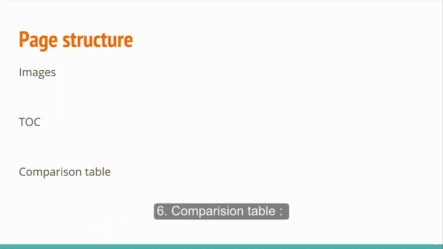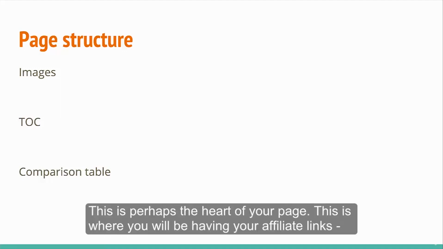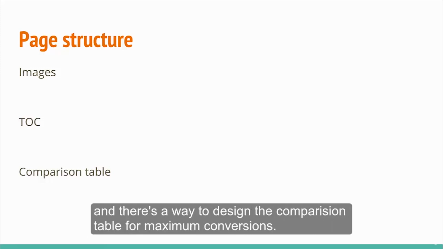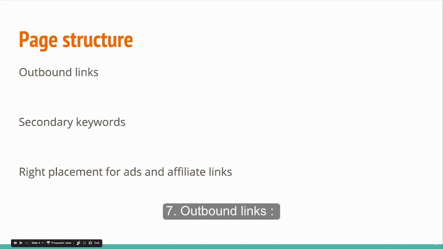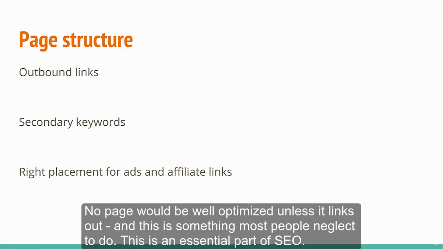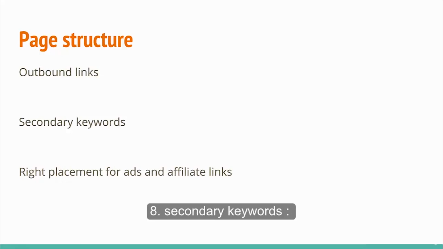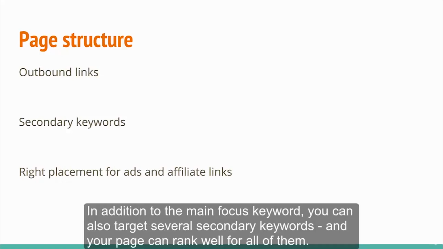Comparison table. This is perhaps the heart of your page. This is where you will be having your affiliate links, and there's a way to design the comparison table for maximum conversions. Outbound links. No page would be well optimized unless it links out, and this is something most people neglect to do. This is an essential part of SEO. Secondary keywords. In addition to the main focus keyword, you can also target several secondary keywords and your page can rank well for all of them.